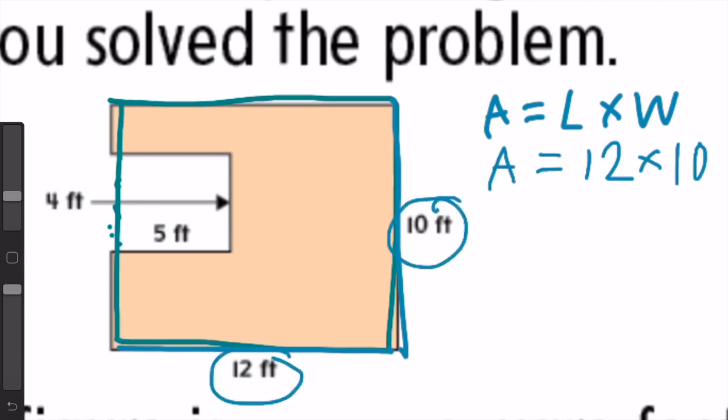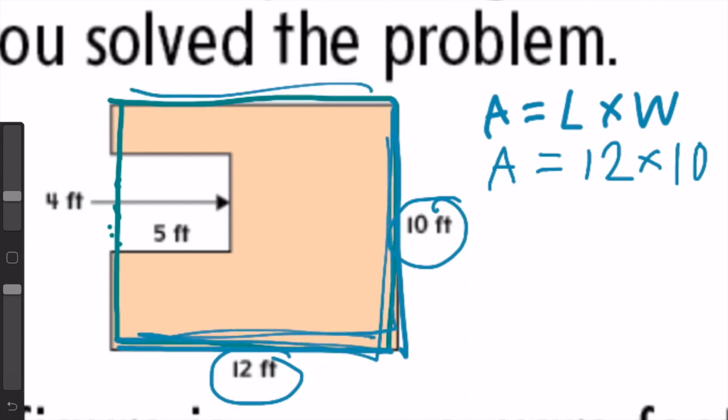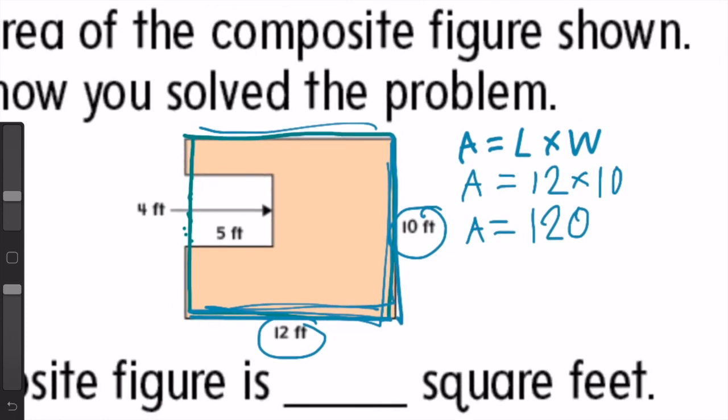Okay, you always need two sides. Not this side and this side. It has to be two sides that are like this, length and width. Okay, so now we just need to do 12 times 10. Well, I know that 12 times 10 equals 120. So that means the area of the whole figure is 120 square feet.